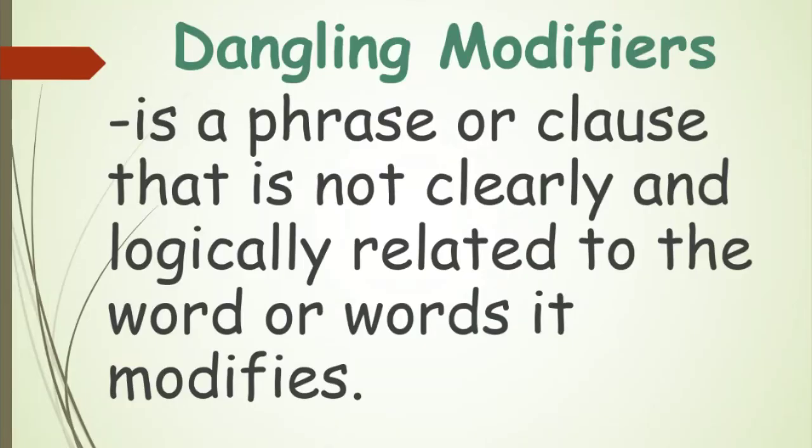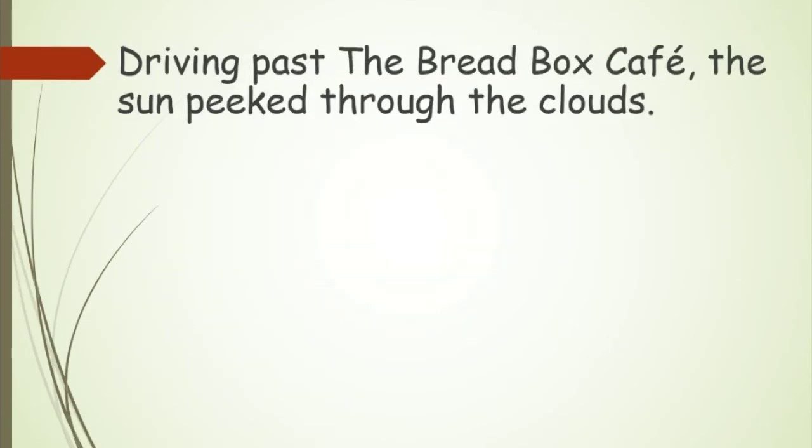So aside from misplaced modifier, we also have dangling modifier. It is a phrase or clause that is not clearly and logically related to the word or words it modifies. So when a sentence begins with a phrase that is not directly connected to the subject that it refers to, that phrase is said to be dangling. We have here an example.